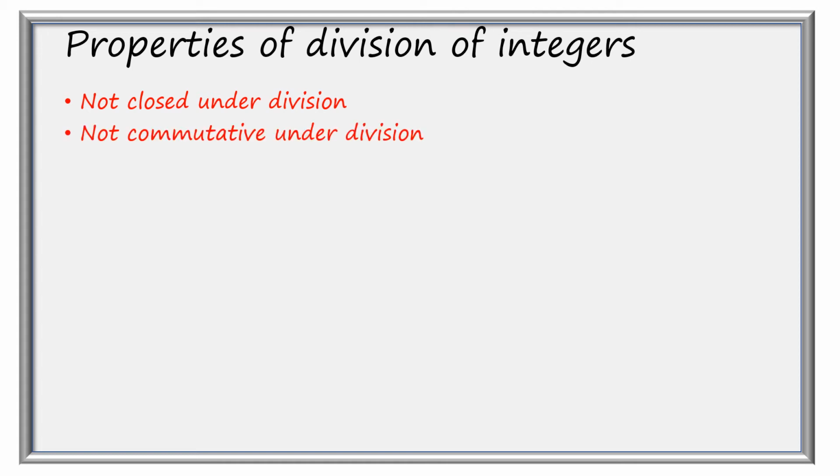And it is not commutative also under division. Division doesn't follow the order property. And division by 0 is always meaningless. Now let us understand how we can use these properties.